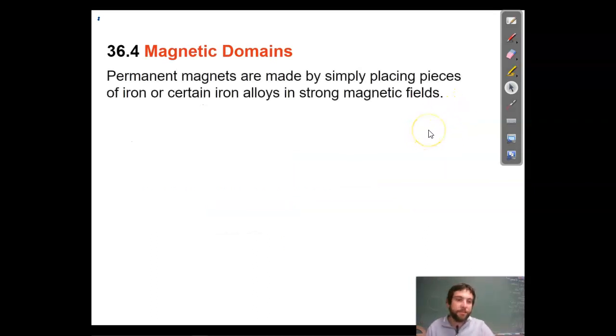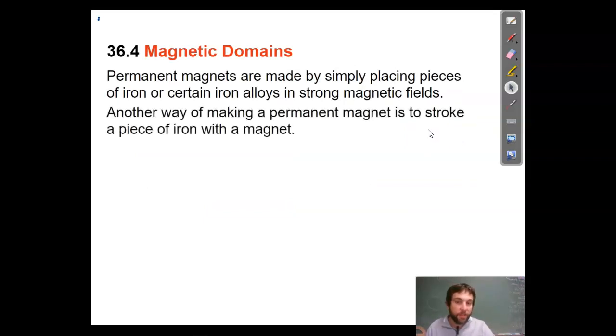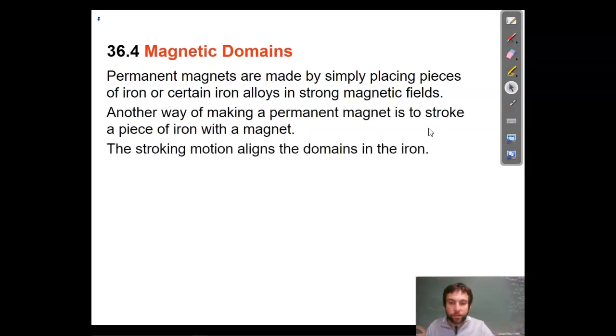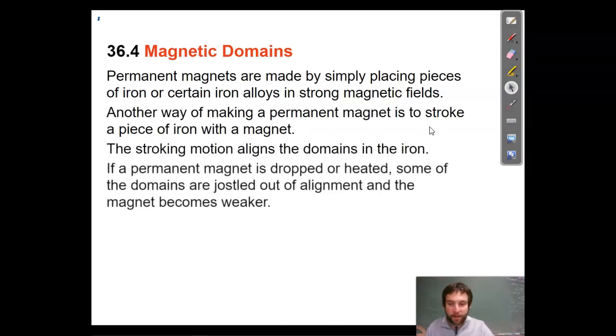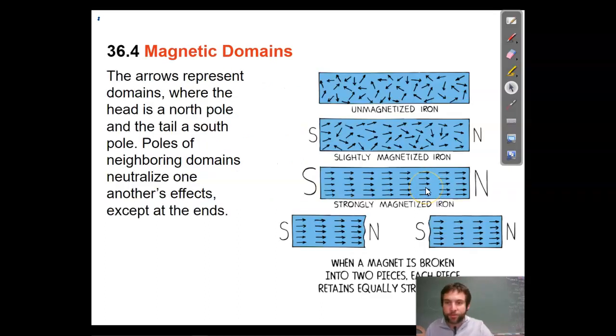Permanent magnets are made by simply placing pieces of iron or certain alloys into strong magnetic fields. Another way to make a permanent magnet is to stroke a piece of iron with a magnet. The stroking motion aligns the domains of the iron. If a permanent magnet is dropped or heated, some of the domains are jostled out of alignment and the magnet becomes weaker. The arrows represent domains where the head is a north pole and the tail is a south pole. Poles of neighboring domains neutralize one another's effects except at the ends.